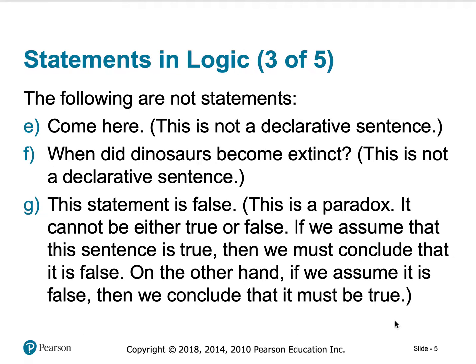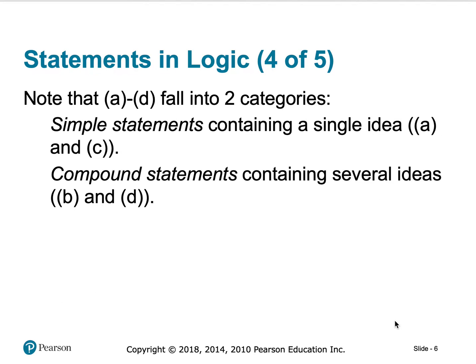But the following are not statements. Come here is a command. It's not a declarative sentence, so it cannot be used as a statement. When did dinosaurs become extinct? This is a question, not a declarative sentence, so it cannot be considered a statement. And in G, our statement is false because it's a paradox. It can't be true and it can't be false, and so we wind up at an impasse.